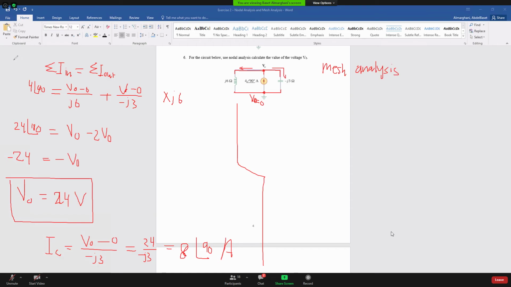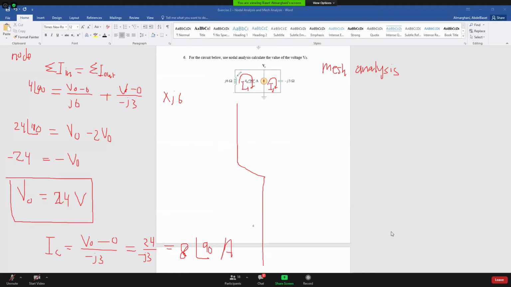And this is node. Okay, so when we do mesh analysis, we have 2 loops. Okay, so I'm gonna erase this. The mesh is gone. I'm gonna use now the nodal. So this is one mesh, and this is the second mesh.